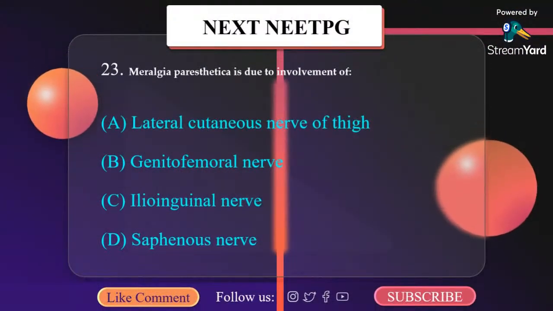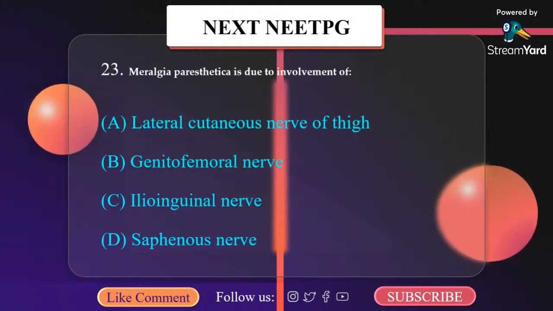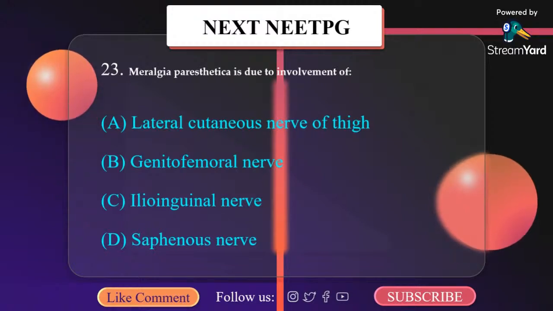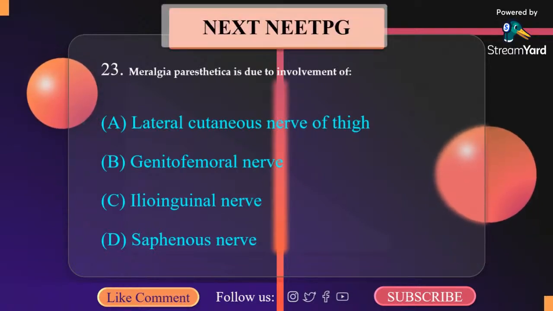Meralgia paresthetica. This question has been repeated often. A, lateral cutaneous nerve of thigh. B, genitofemoral nerve. C, ilioinguinal nerve. D, saphenous nerve. It is lateral cutaneous nerve of thigh.